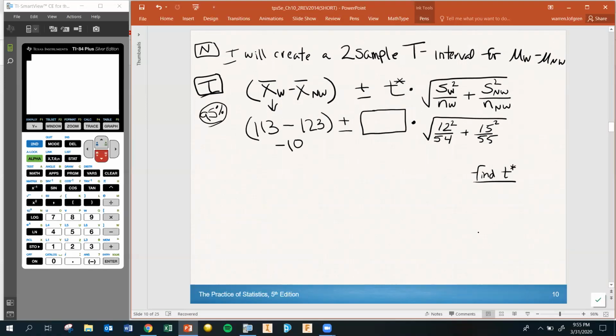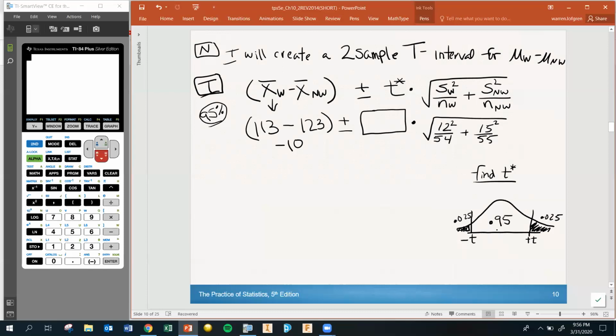So to find T, I'm going to picture again this model, and I'm looking for the T-scores that will put 95% right in the center. So if I have 95% in the center, and this is kind of symmetrical, this area out here is half of the remaining 5%. And this area out here is the other half, so 2.5%.